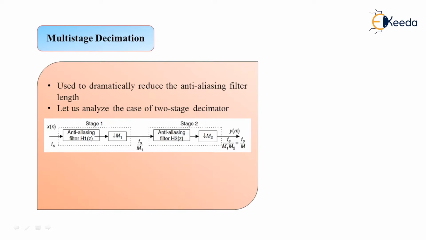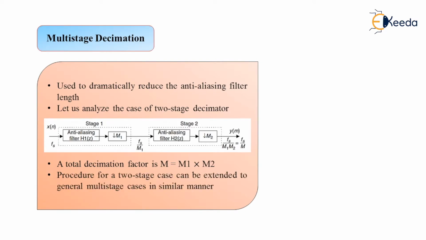With respect to this two-stage decimator, we have the total decimation factor, as just discussed, denoted by capital M. Capital M is simply the multiplication of capital M1 and capital M2. Now let us see the procedure for a two-stage case, which can be extended in a similar manner to the general multi-stage cases. Understanding of the two-stage decimation process will be enough, and we can apply it to any number of stages. That is why the title is multi-stage decimation.